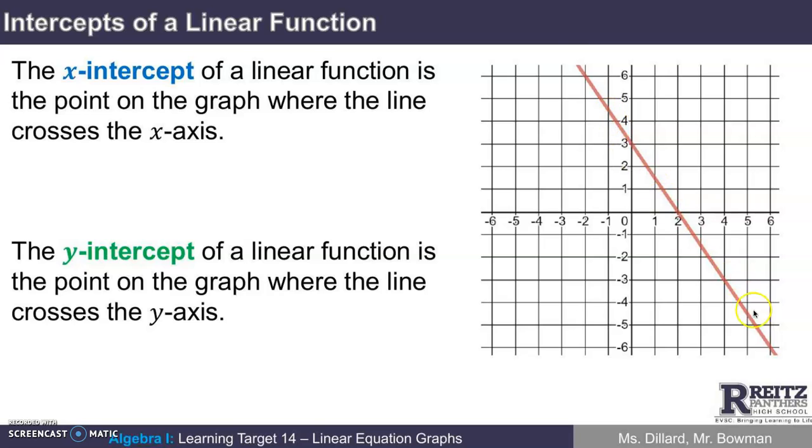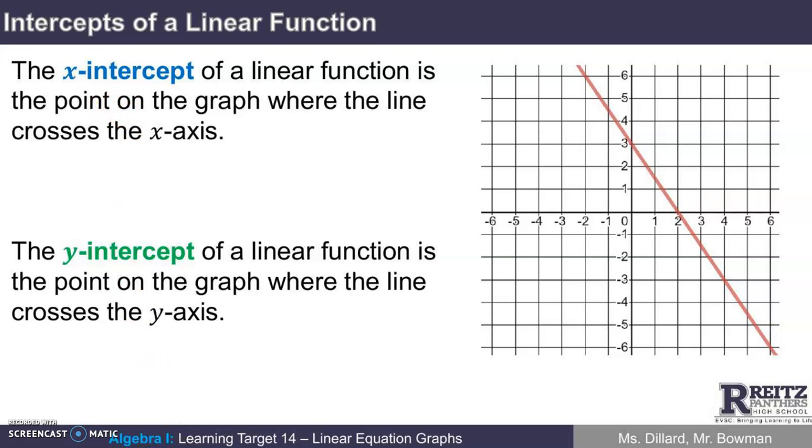So for a linear function, here's the graph of a linear function. There are two important points that are called the intercepts of a linear function. Sometimes it's the same point twice. Sometimes a certain type of function only has one of these. But for most linear functions, they will have what we call both an x-intercept and a y-intercept.